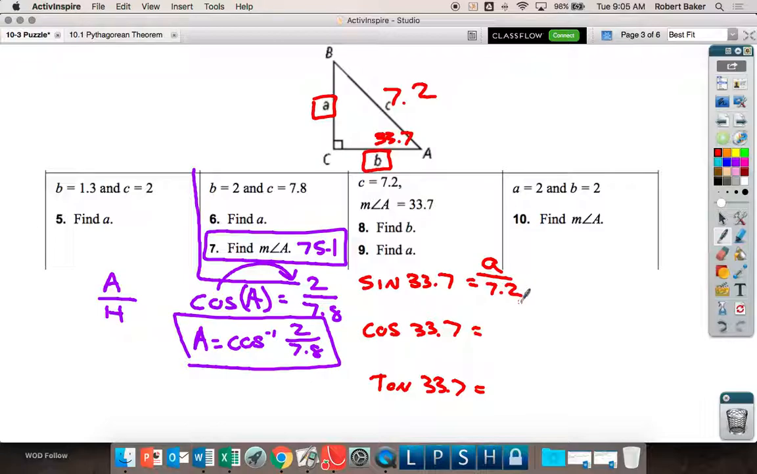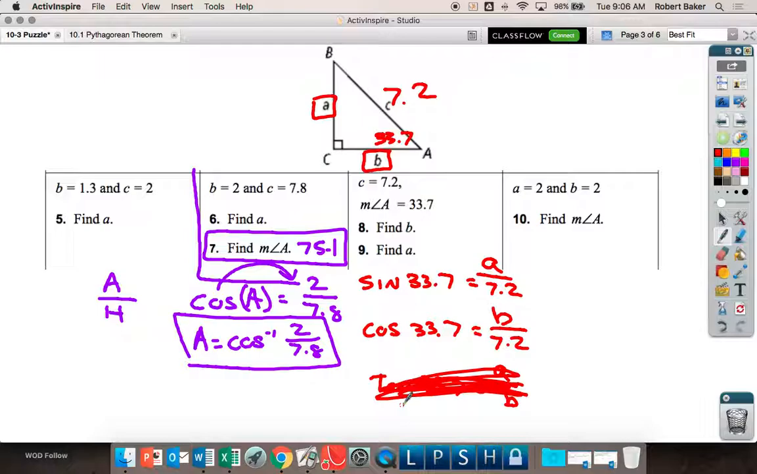Okay. Cosine is adjacent over hypotenuse. What is adjacent to 33.7? B. What is the hypotenuse? And tangent is equal to opposite over adjacent. What is opposite of 33.7? What is adjacent? Can I solve this? No. Bye, Felicia. You don't get to play math today. Those are the two things I need to solve for A and B.